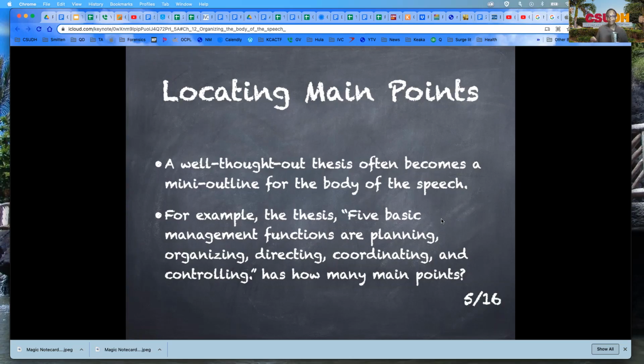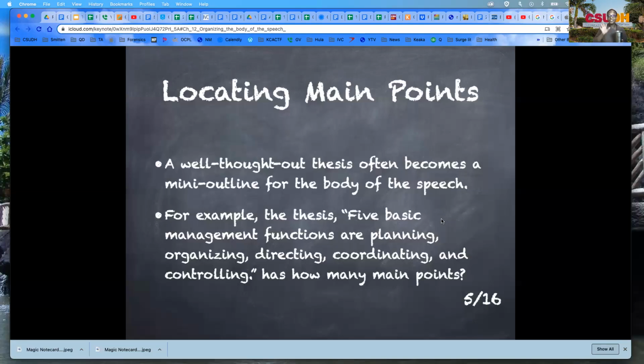That's not like the thesis of your paper when you write it, because for the thesis of your paper, we're looking for something a bit more academic and more lengthy, right? We're looking for something a little more loquacious, right? We're looking for more words. We want it to sound more. We want something that explains more in detail. We don't need that in speeches. In a speech, your thesis is literally, what are your things? So you'll see here that your well thought out thesis is actually a mini outline for your speech. For example, a thesis: the 5 basic management functions are planning, organizing, directing, coordinating, and controlling. That has how many main points?